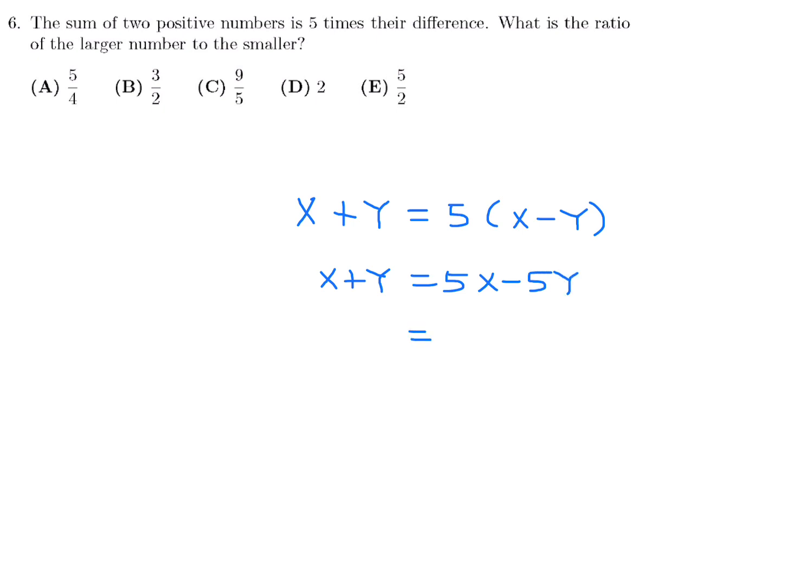And collect like terms, you get 4x is 6y. And then if I put x over y on this side, it becomes 6 over 4. And that's pretty much what they want you to figure out. And obviously, they're going to put that in lowest terms, which is 3 over 2. So number 6, the answer is B.